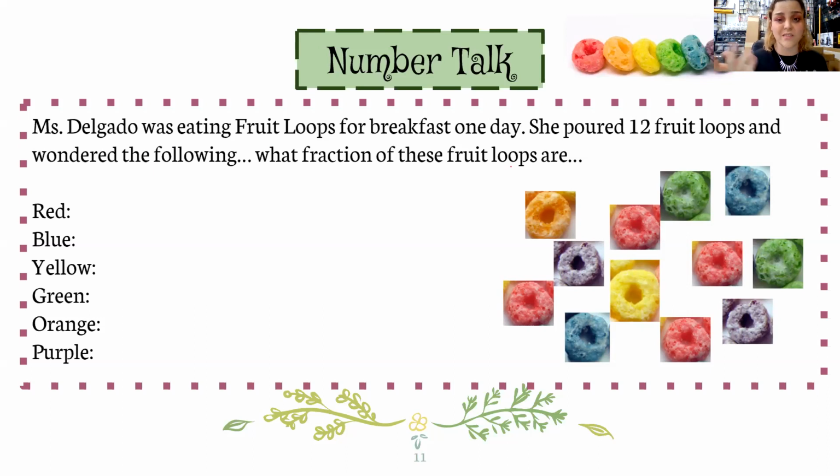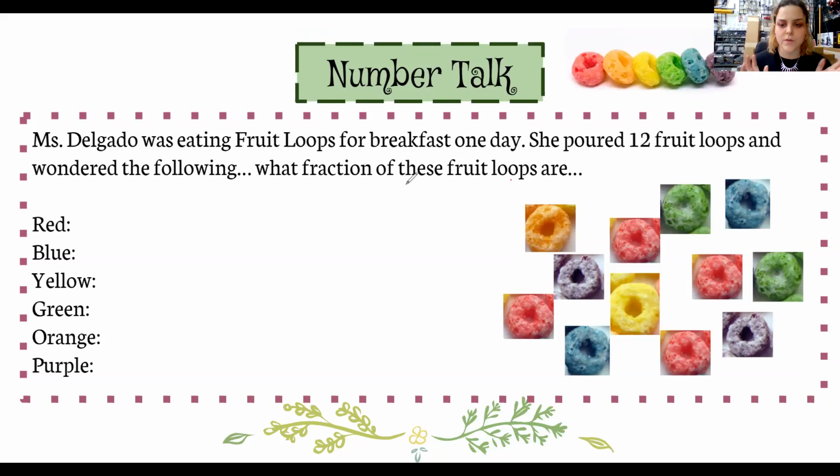And if you have coloring pencils or markers or crayons at home and you want to draw out the little Fruit Loops in your notebook, go for it. All right, we're back. So that means that you were able to write down, or you tried to write down, the fractions for each of these colors. I'm going to take out my annotating pencils and pens. And let's start by looking at the red Fruit Loops.